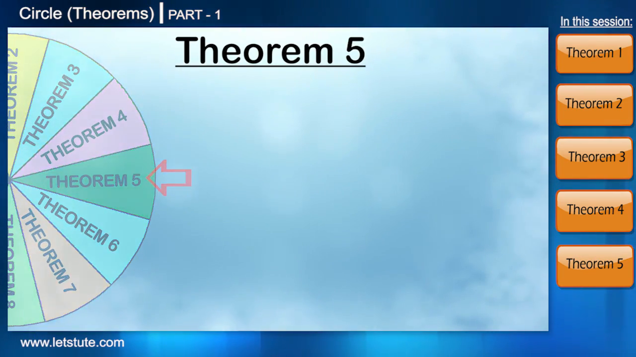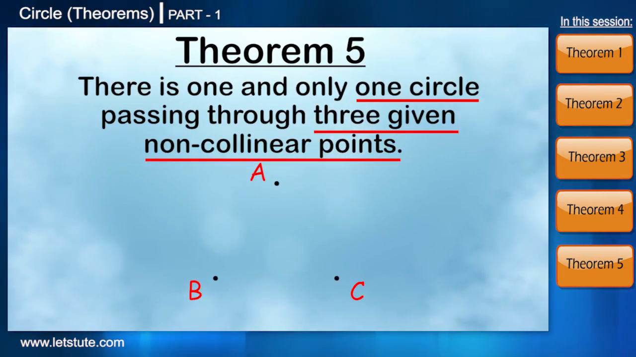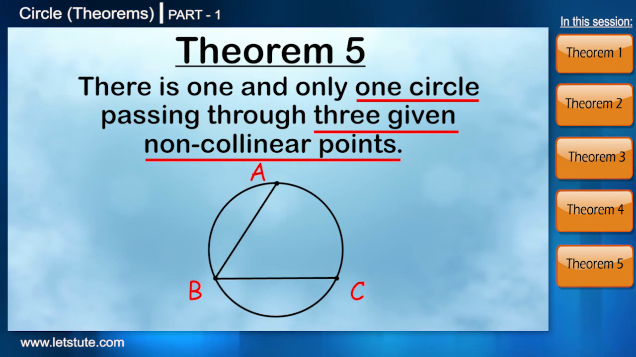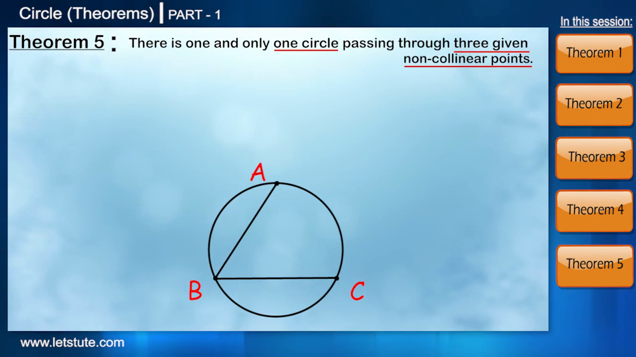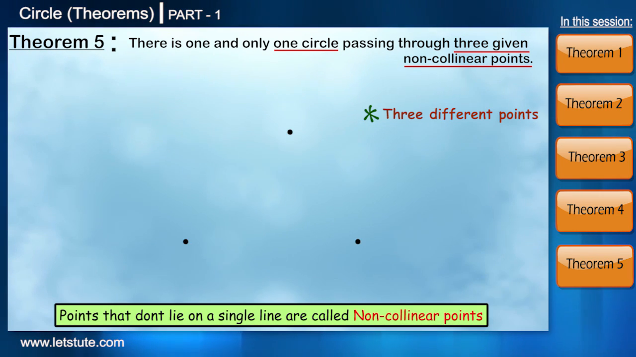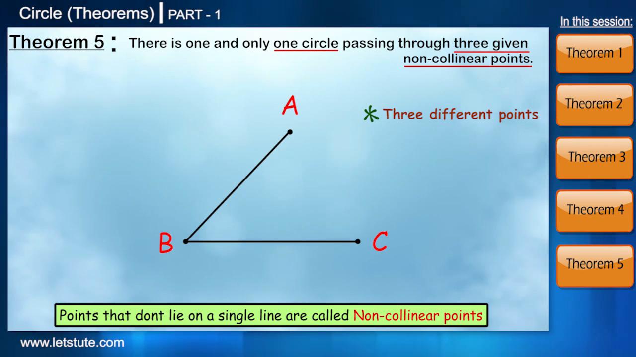Let's take an easier one this time and a little different one. There is one and only one circle passing through 3 given non-collinear points. We will prove this using a few geometric constructions. Let's take 3 different points, let's say A, B and C. Now we will join them.